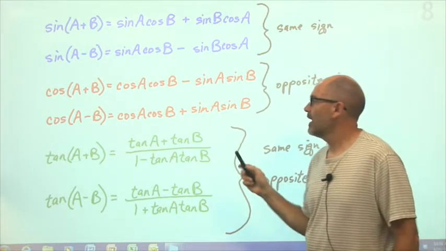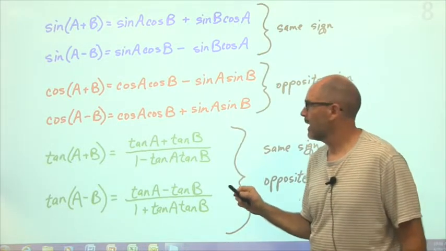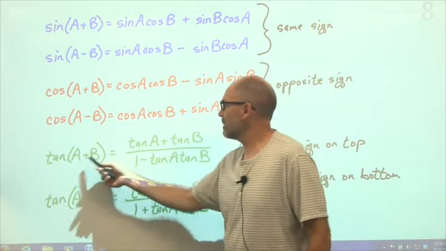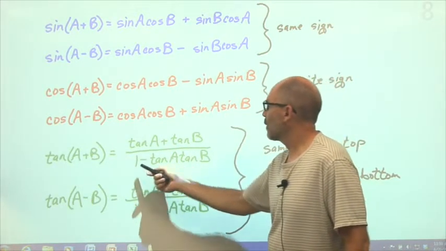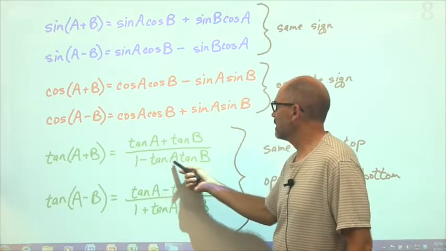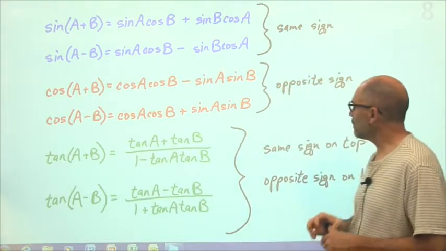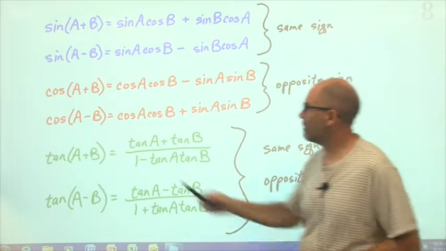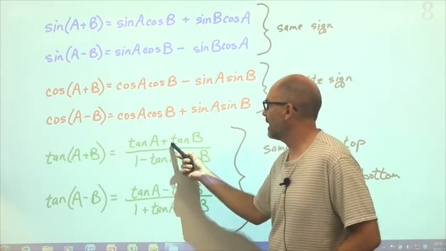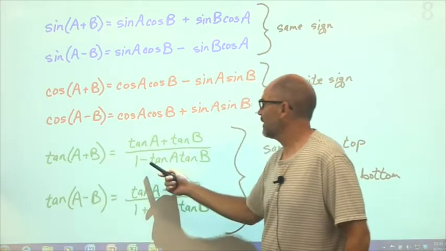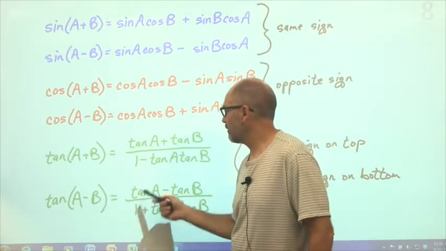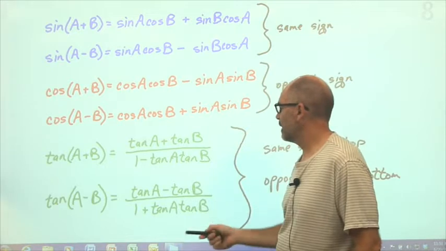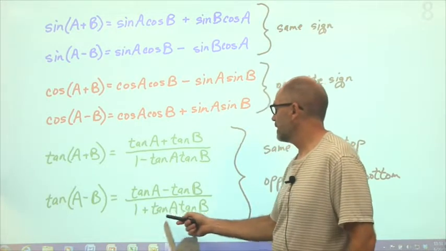Okay, now tangent of A plus B equals tangent A plus tangent B over 1 minus tangent A tangent B. So notice the top has the same sign and the bottom has the opposite sign. So if it's tangent of A minus B, we have tangent A minus tangent B over 1 plus tangent A tangent B.